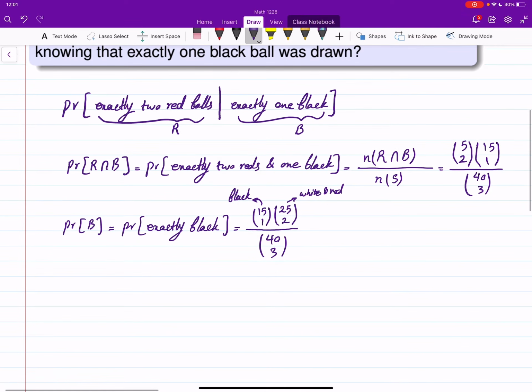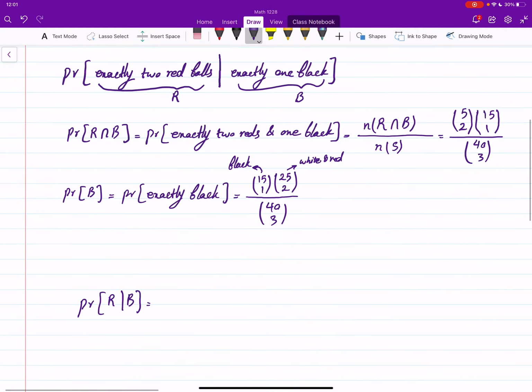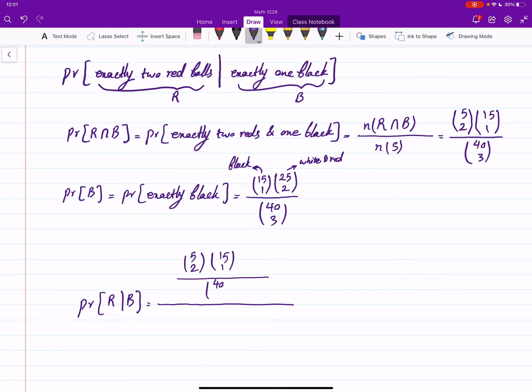Okay, now that we have all we need, we can go ahead and find the probability of R, knowing B. Maybe I should have started lower here so that I have enough space. So in the numerator, the probability of the intersection will appear. This is 5 choose 2, 15 choose 1, divided by 40 choose 3. And down there, this is 15 choose 1, 25 choose 2, divided by 40 choose 3.